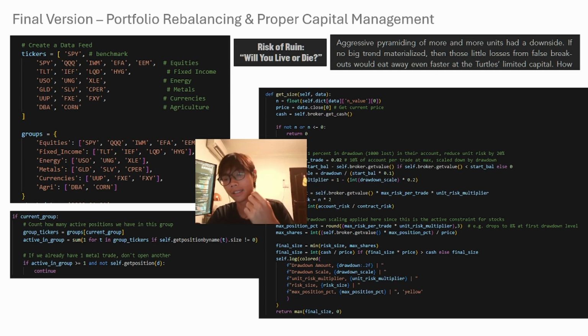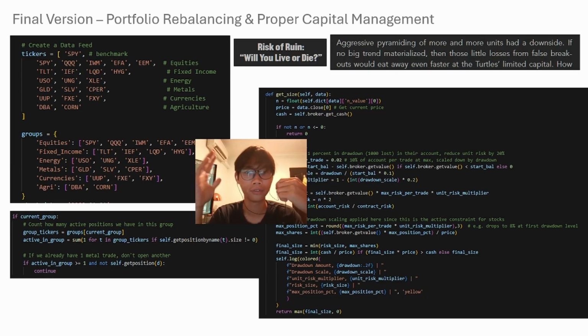So pyramiding has its drawbacks, which is what I mentioned earlier. If no big trend materializes, so if there's many false breakouts at one instance of time, then it will start to eat away faster at the turtle's limited capital. So what Richard Dennis did was that for each 10% drawdown in their starting balance, it reduces their unit risk multiplier by 20%. Initially, it was set at 2% of their total portfolio to be traded, like maximum.